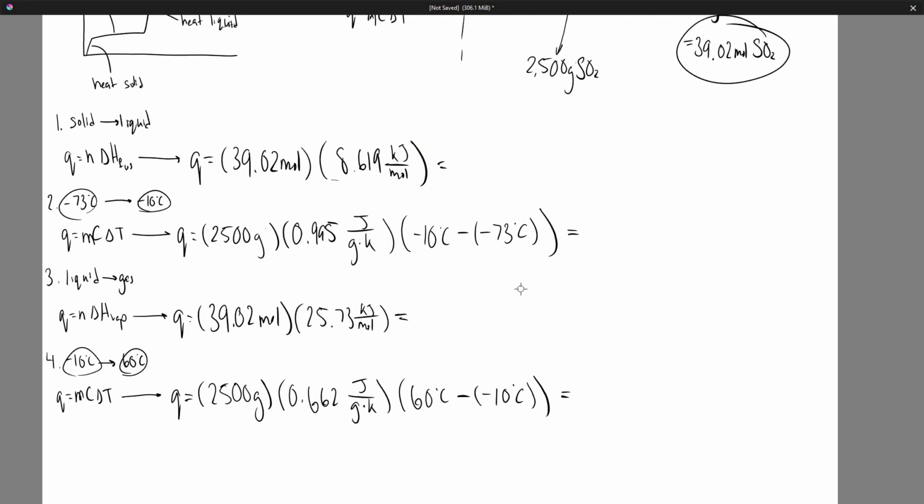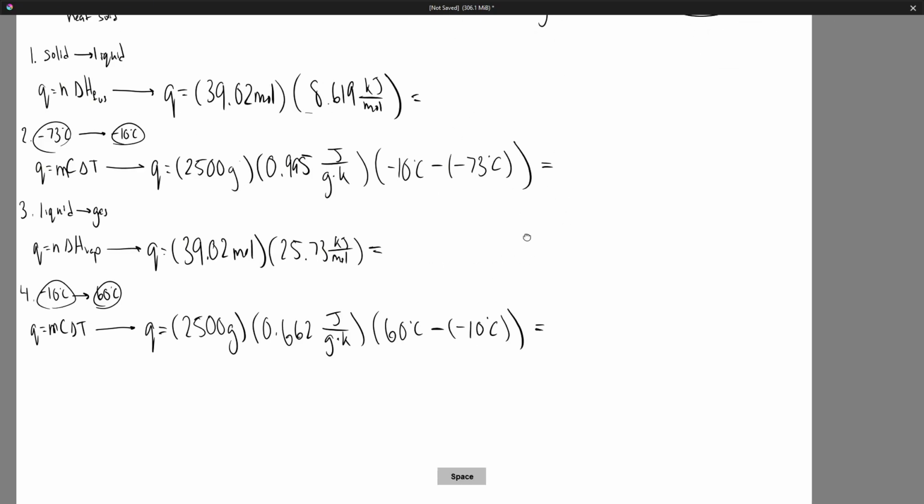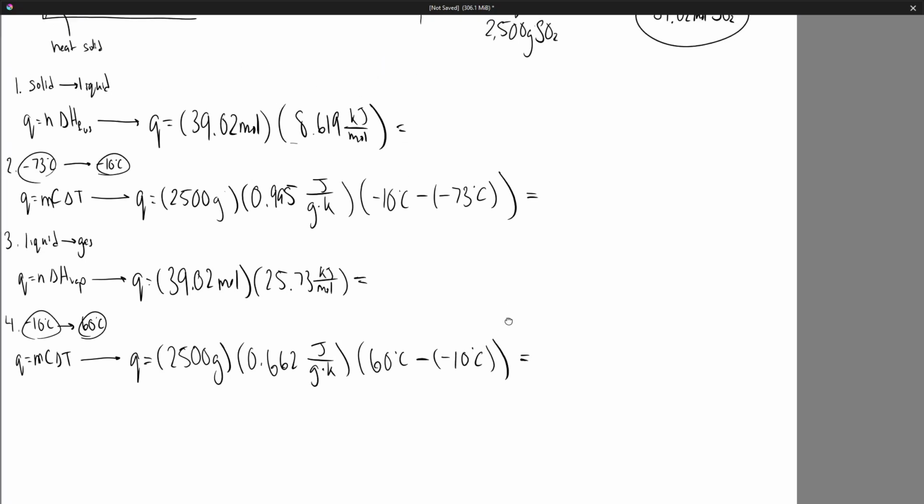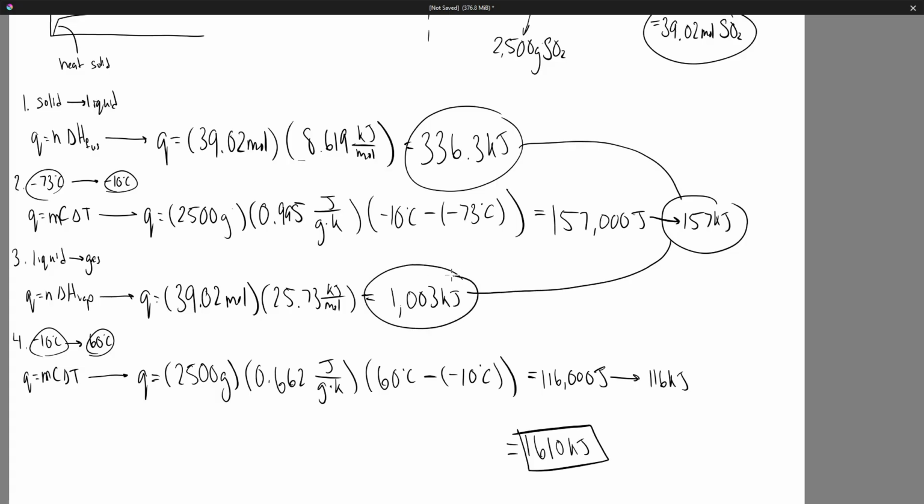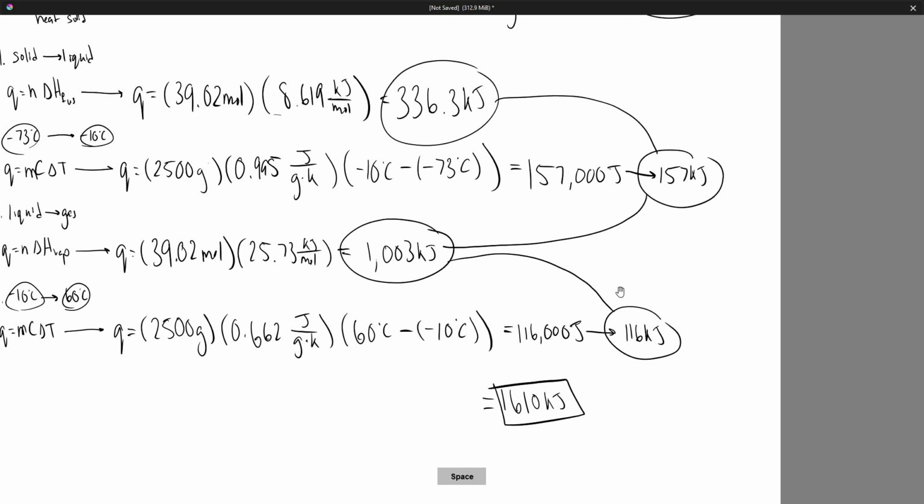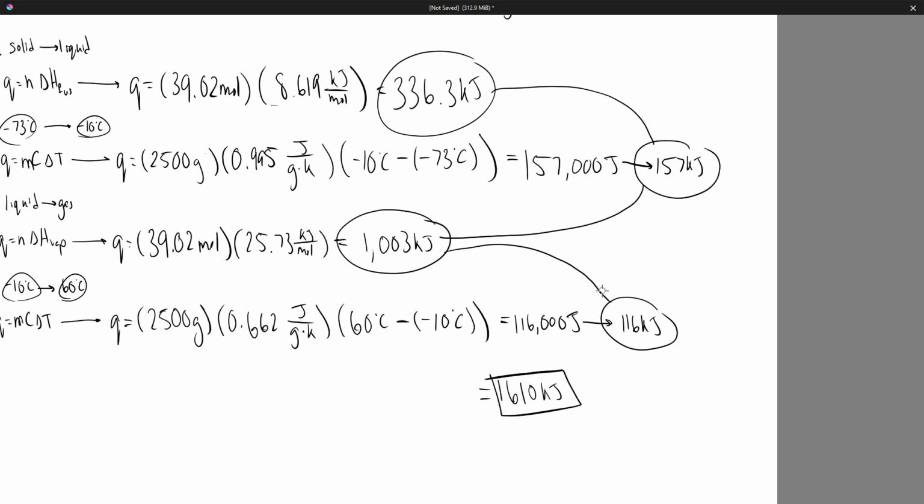So now you're going to want to calculate all these energies and add them up to make a total energy. Okay, so with this, I calculated all the energies. So you add them all up to get the total amount of energy required to heat sulfur dioxide at its melting point to a gas at 60 degrees Celsius, which is this right here. It could be in kilojoules or joules, it doesn't really matter since it doesn't ask. But yeah, that's it for this one.